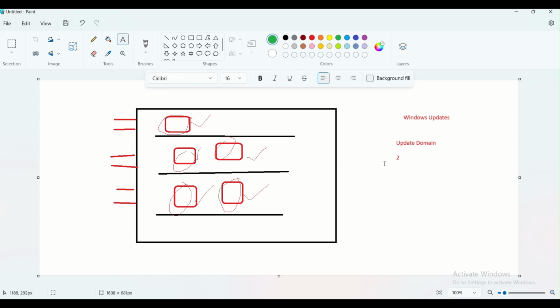For example, if you specify update domain as 2, then initially these two servers get updated. During this time, these three are available. Once these two are completed, they are available, and next it will start updating the remaining two. During this time, these three are available. Once these two also complete, the remaining leftover one will be updated. During this time, these four are available. So this is the concept of update domain.